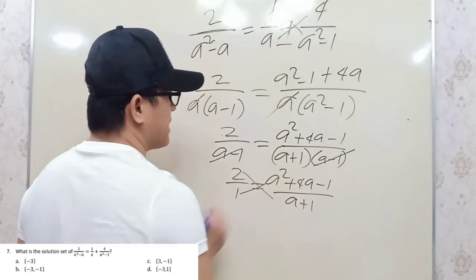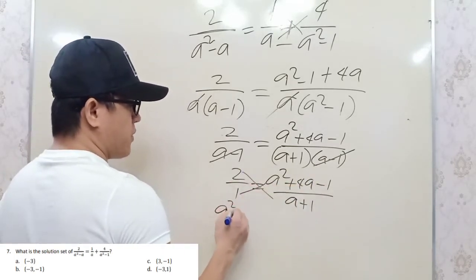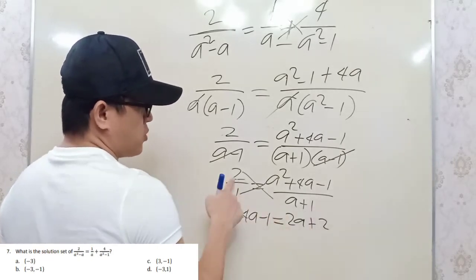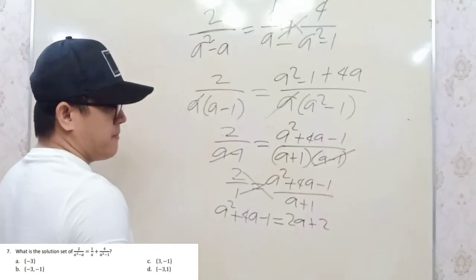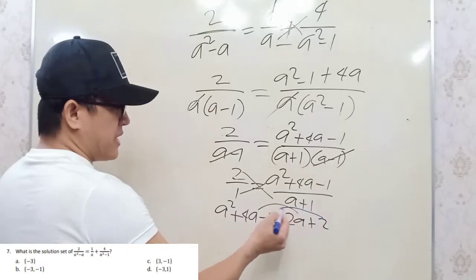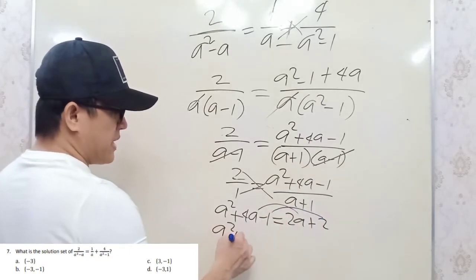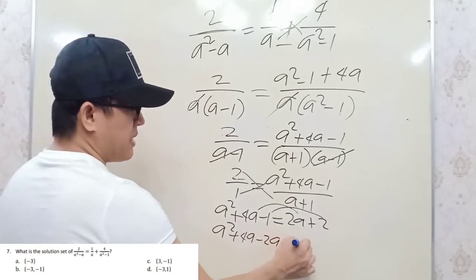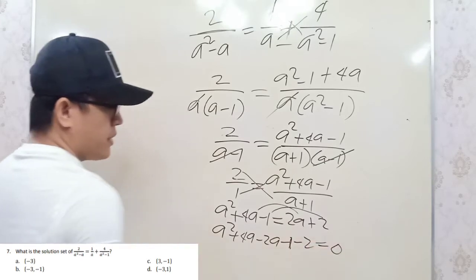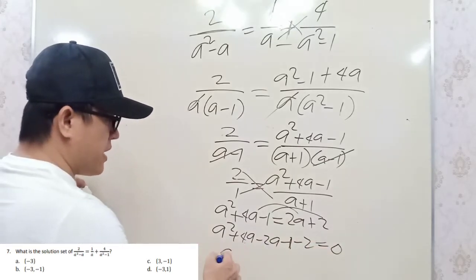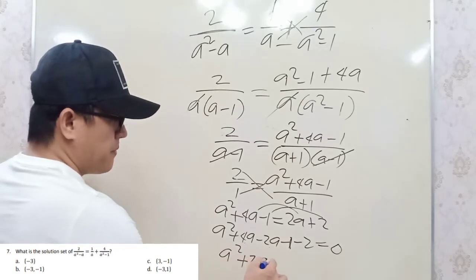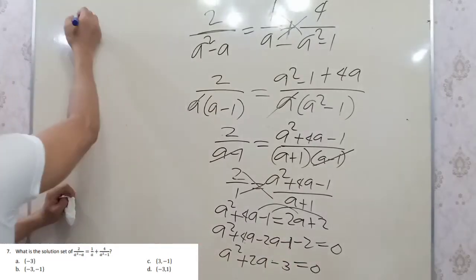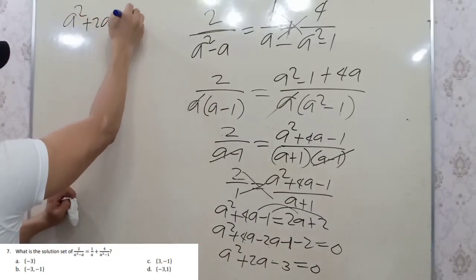Okay, so cross-multiply na natin siya. So, 1 times this one. So, we have a squared plus 4a minus 1 is equal to 2a plus 2, because 2 times a and 2 times 1. Okay? So, transpose natin si 2a at saka 2 here. So, we have a squared plus 4a. This becomes negative. So, 2a. And then, minus 1 minus 2. Okay? Is equal to 0. There you go. So, we have 4a minus 2a. So, we have a squared plus 2a. And then, minus 3 is equal to 0. There you go. So, we have a squared plus 2a minus 3 is equal to 0.